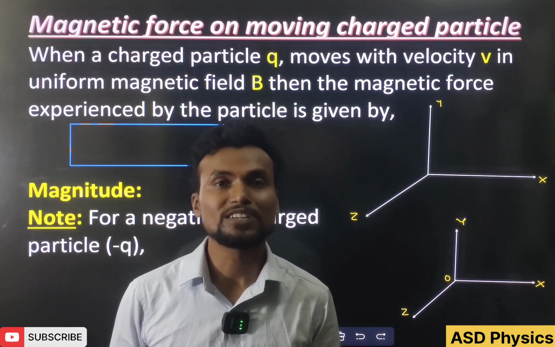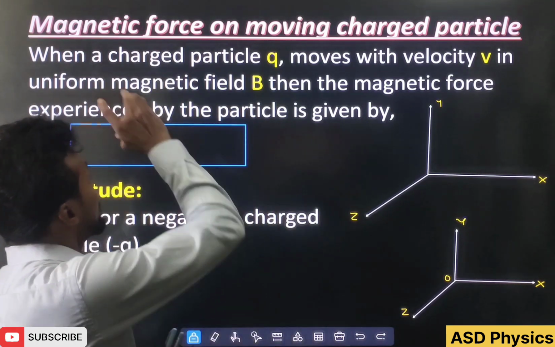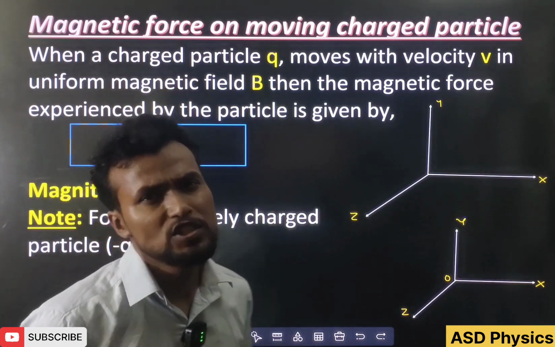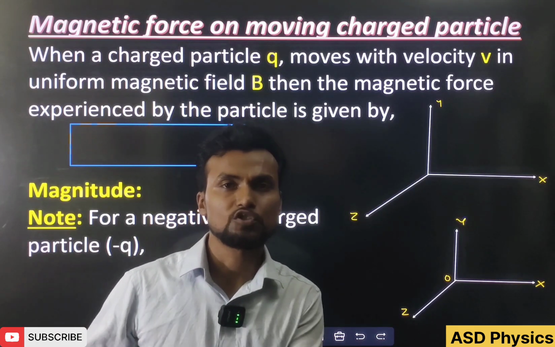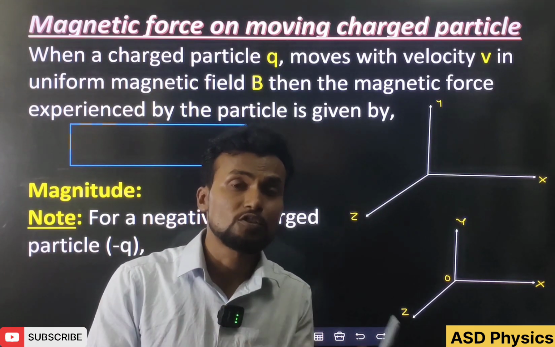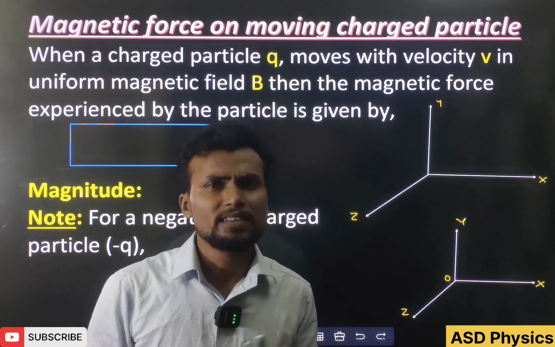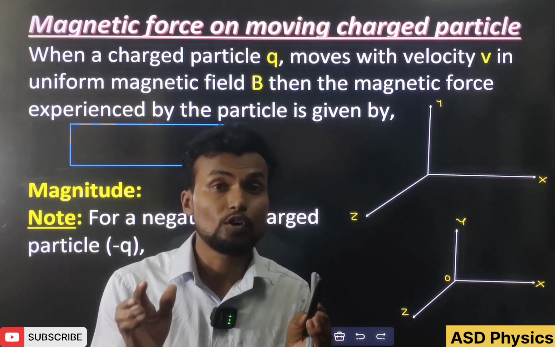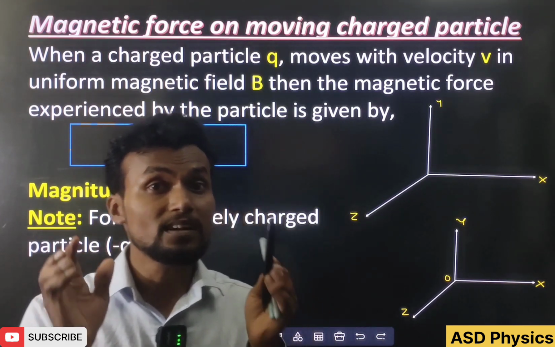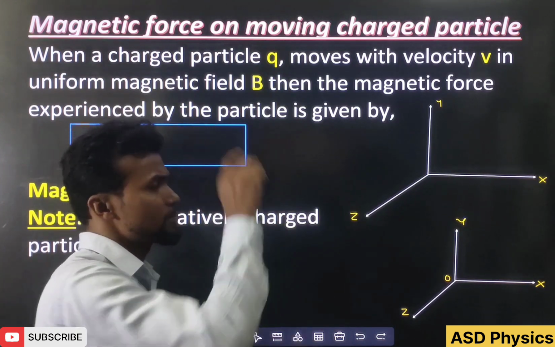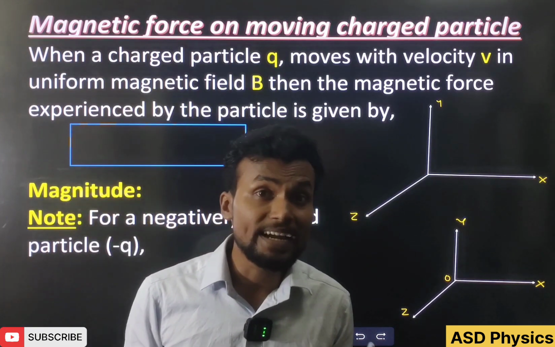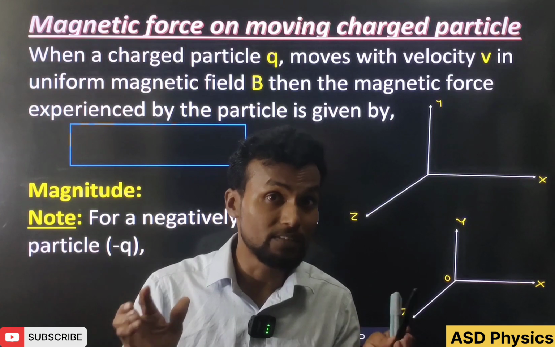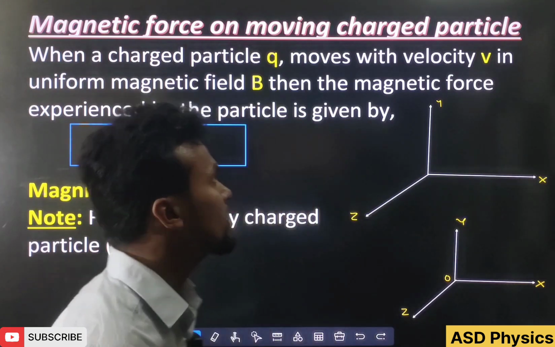So students, in this video we are going to learn the magnetic force acting on a moving charged particle. We will learn for a positive charged particle and we will also learn how to apply the concept for a negative charged particle. After that we will learn some important points, some important concepts that can be explained by the concept of force. After that we will solve NEET and JEE questions also, that is very important. Okay, so let's go through the video.